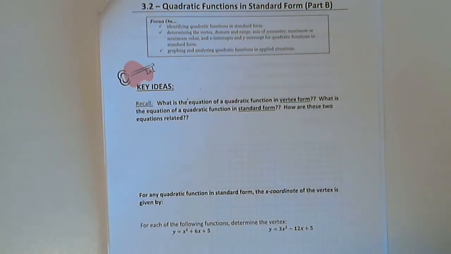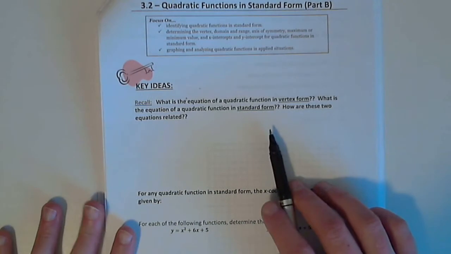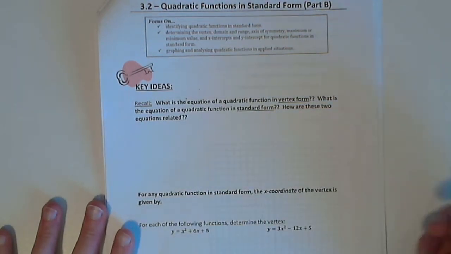Okay, 3.2 part B. In this one we're going to be going over the same two functions, standard and factored form, but doing a bit more analytical analysis, I guess, with each of these. So first thing, what is vertex form and what is standard form?